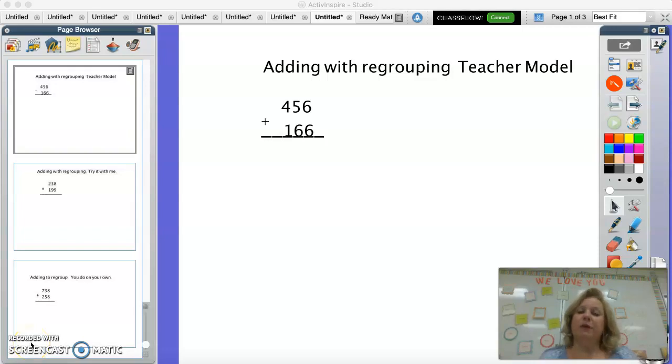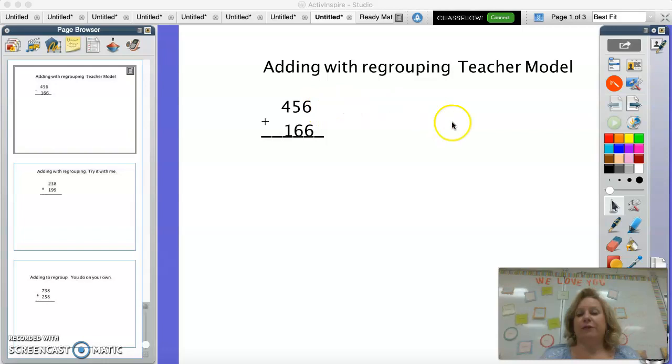What I'm going to do is a teacher model on adding with regrouping. Now, we've been learning to use base 10 blocks and expanded form in order to regroup, and we can also use place value, which we're going to be learning about today. So I'm going to model several different ways. My first way is going to be using expanded form.